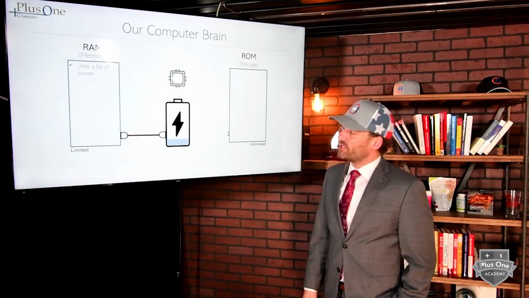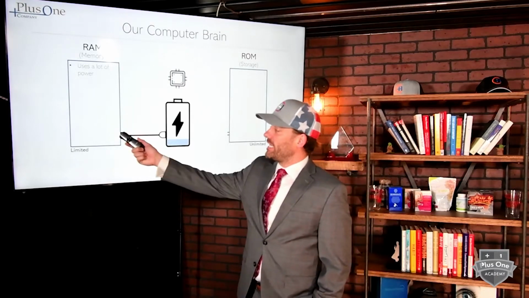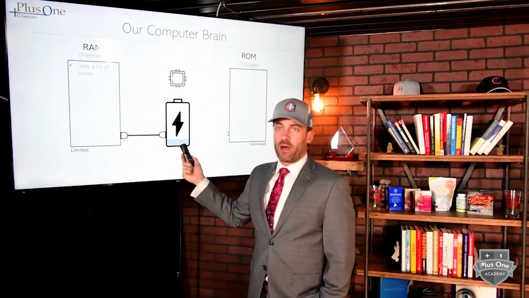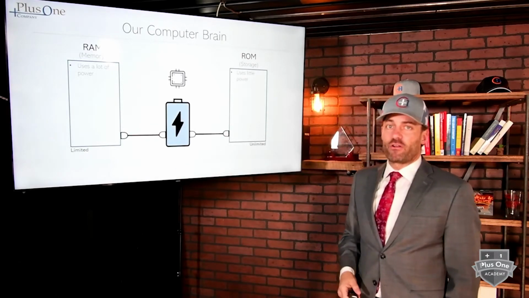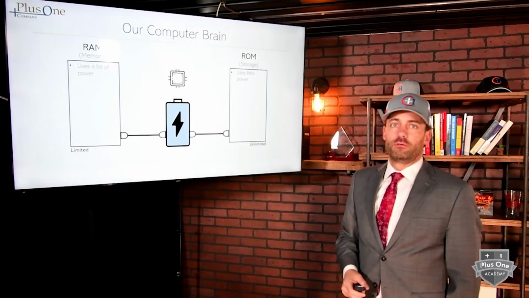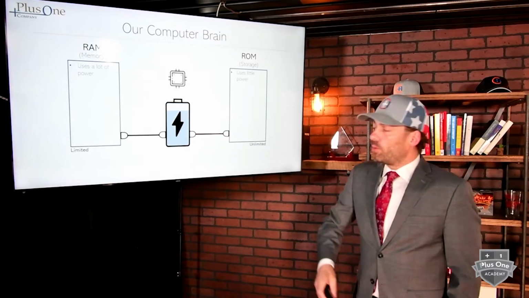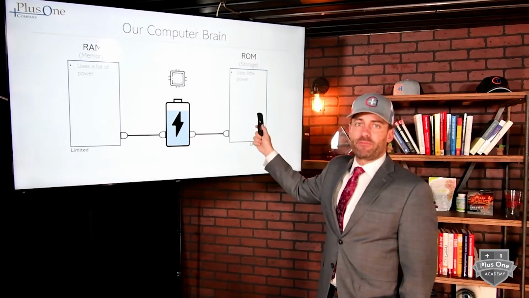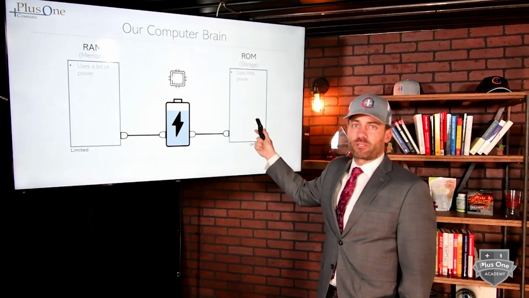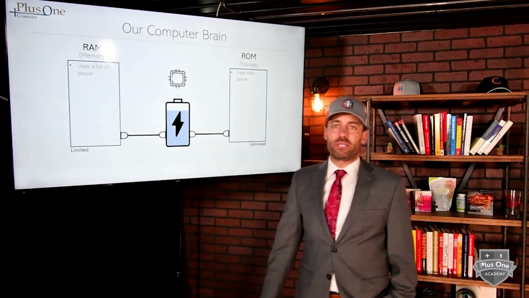The other difference is that RAM memory uses lots of power. Okay? ROM memory uses very little power. So ROM is virtually unlimited. It uses very little power, and it can keep information even when it's not being connected to the power supply. So why would RAM even be cool?